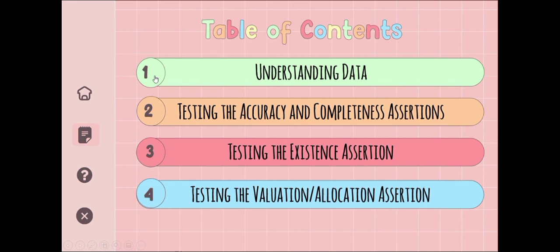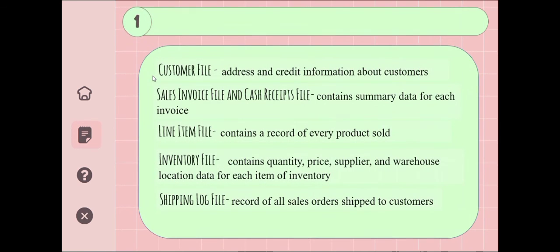Thus, the auditor needs to familiarize themselves with the files as well as the physical characteristics of the files that contain them. A description of each file follows. The customer file contains address and credit information about customers. The sales invoice and cash receipts file contains summary data for each invoice. The line item file contains a record of every product sold. The inventory file contains quantity, price, supplier, and warehouse location data for each item of inventory. The shipping log file is a record of all sales orders shipped to customers.